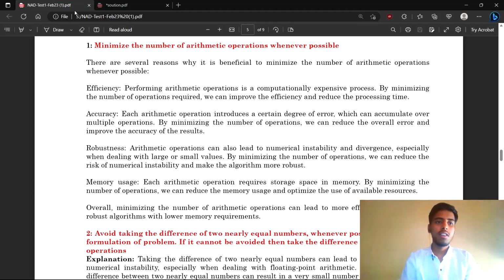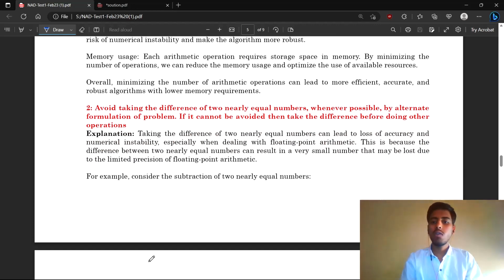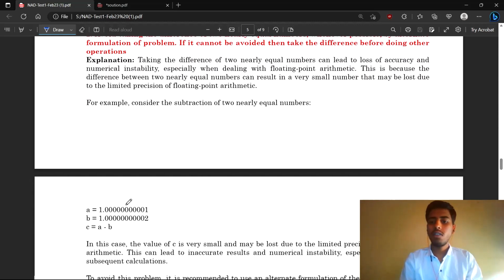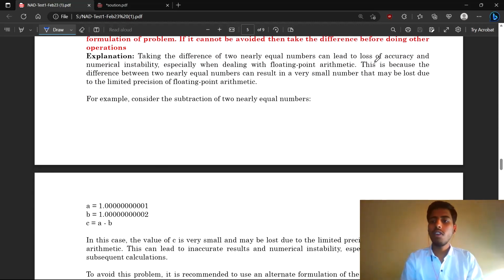The second statement is: avoid taking the difference of two nearly equal numbers whenever possible by alternate formulation of the problem. If it cannot be avoided, then take the difference before doing other operations. Its explanation is this: taking the difference of two nearly equal numbers can lead to loss of accuracy and numerical stability, especially when dealing with floating point arithmetic. This is because the difference between the two nearly equal numbers can result in a very small number that may be lost due to the limited precision of the floating point.